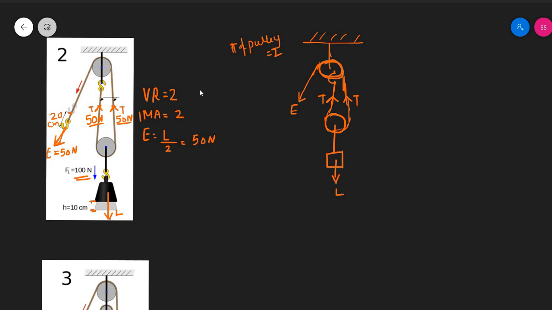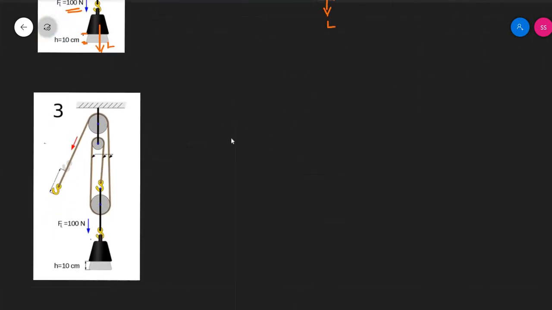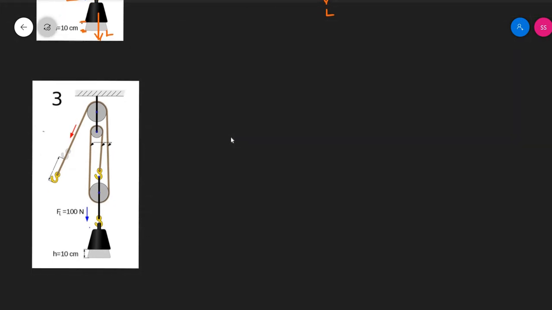One more thing to note is that your velocity ratio is the number of threads pulling the load up, and it's also equal to the number of pulleys in a block and tackle system. In this case, you have 3 pulleys. So straight away I know that my velocity ratio is equal to 3 and my ideal mechanical advantage is equal to 3, and hence my effort is going to be equal to load divided by 3, which is 33.33 Newton.